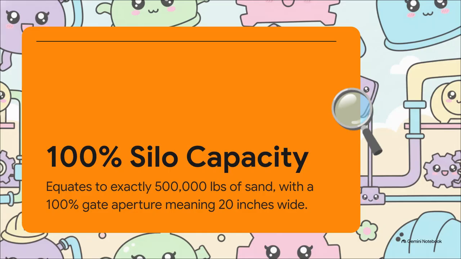Just to give you an intuitive grasp of the massive scale we are dealing with out here, when that screen says a silo is at 100% capacity, you are looking at 500,000 pounds of sand. Let that sink in. And 100% gate aperture, that means that hydraulic gate is physically yawning 20 inches wide.